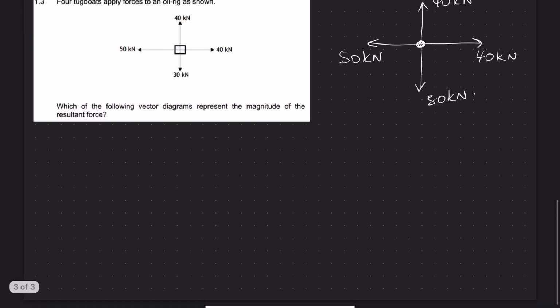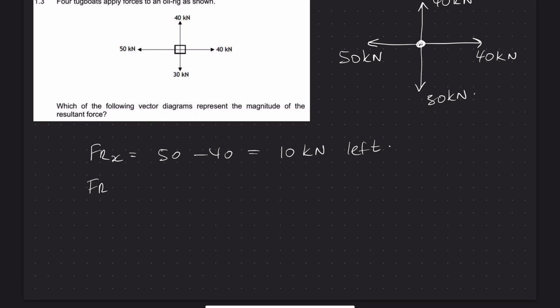How can you do that? You can think of it like this. The resultant in the x direction would be 50 minus 40, and that's 10 kilonewtons to the left, right? Since they're pointing in opposite directions. And if you want to do the resultant in the up and down direction, the resultant in the y direction, or up and down, vertical, whatever you want to call it, that would be 40 minus 30, and that would be 10 kilonewton upward.